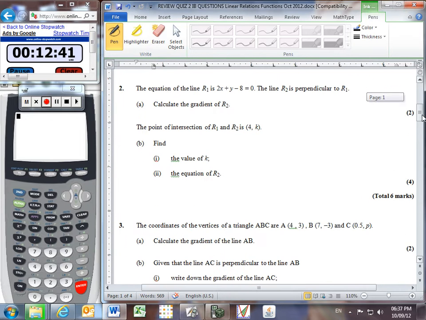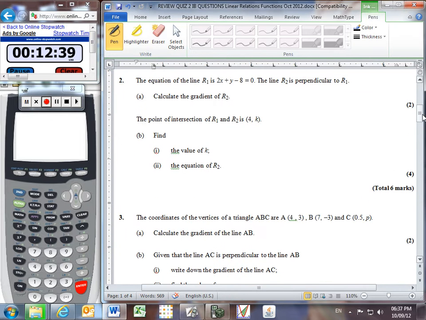Number 2. The equation of the line is 2x plus y minus 8 equals 0. And the line R2 is perpendicular to this first line, R1. Now we know that perpendicular lines have slopes that are negative reciprocals, so perhaps we should start by writing R1 in slope-intercept form, which means that we have to get y alone on the left.